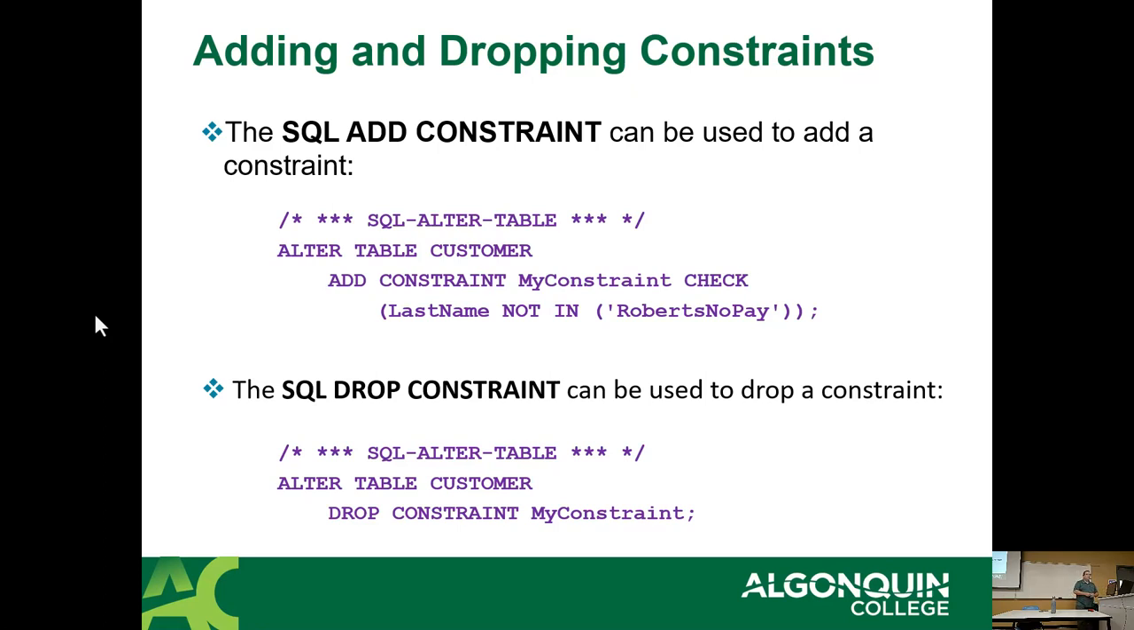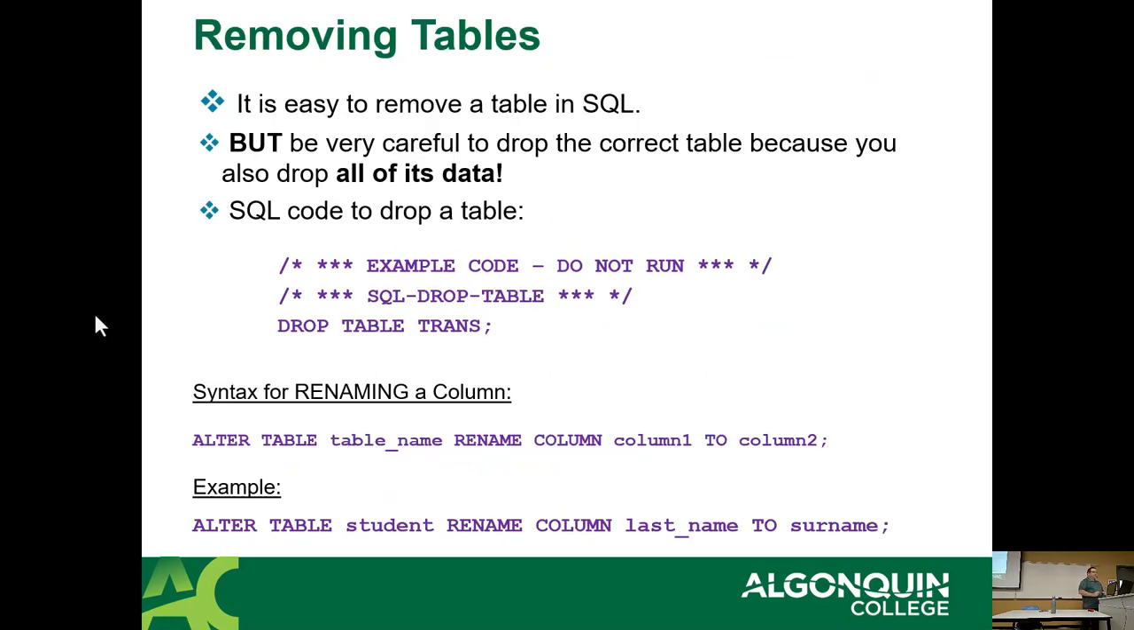If you want to add a constraint, you alter the table, you add a constraint. Same syntax as when you're creating it. And drop constraint, you drop it by name. Now, to remove a table, it is super easy to get rid of a table in SQL. But you got to be careful because not only will it drop the table, it'll also nuke all the data.